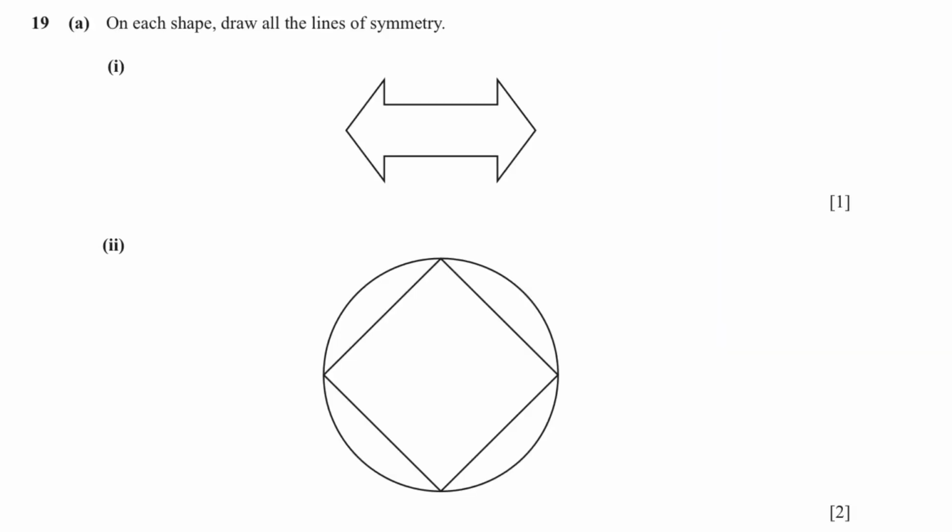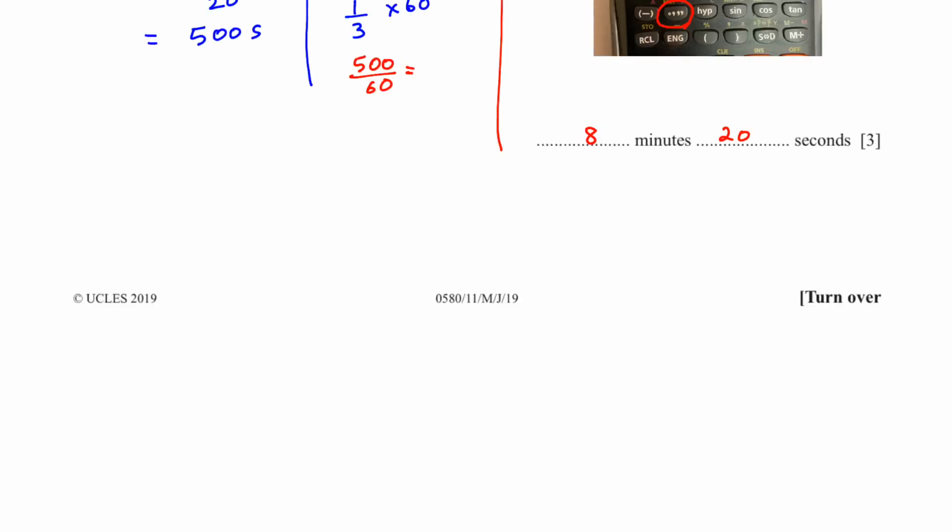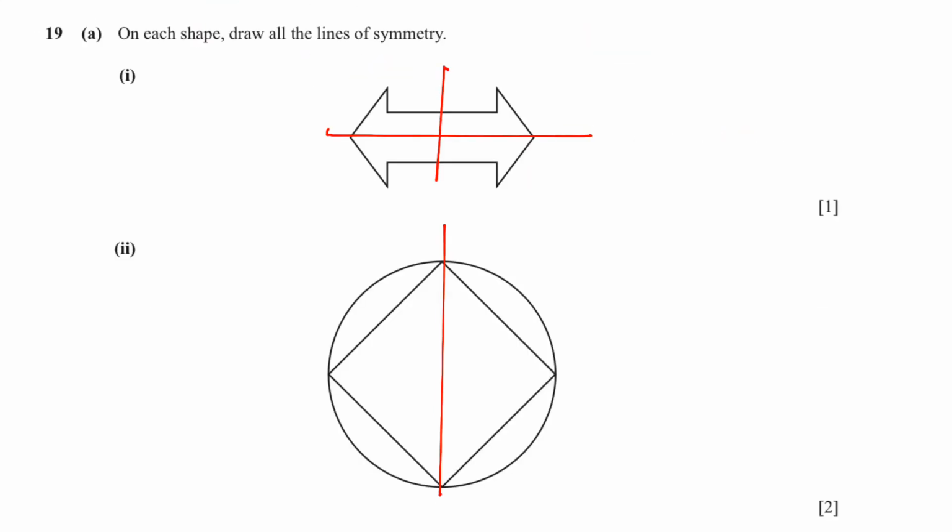Question number 19. On each shape, draw all lines of symmetry. When we draw the lines of symmetry, it cuts the shape into two equal parts. So this is one line and this is another line. Part 2 also will join the vertices together. So this is one line of symmetry. So this is the first line, the second line, the third line. We can also have one line here. So there are a total of 4 lines of symmetry.